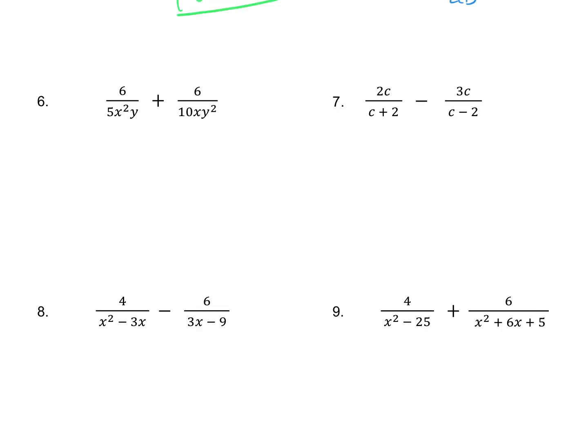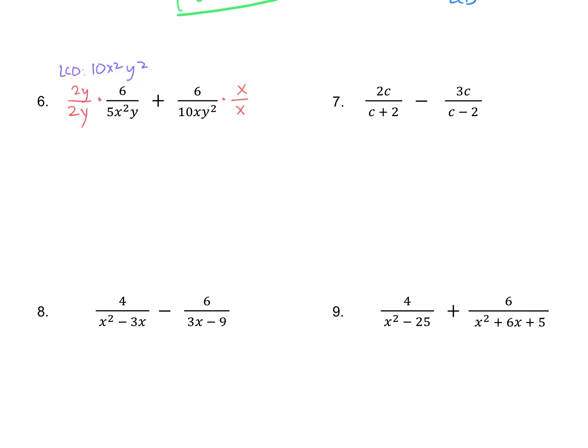Okay, number 6. Again, state the LCD. Between 5 and 10, it's 10. I need the x squared because it's larger than x. And the exponent is larger for the y squared. Multiply everything by the LCD, multiply by what you're missing. So the first one, I need to multiply that by a 2 and just a y. Over here, I need to multiply just by an x.